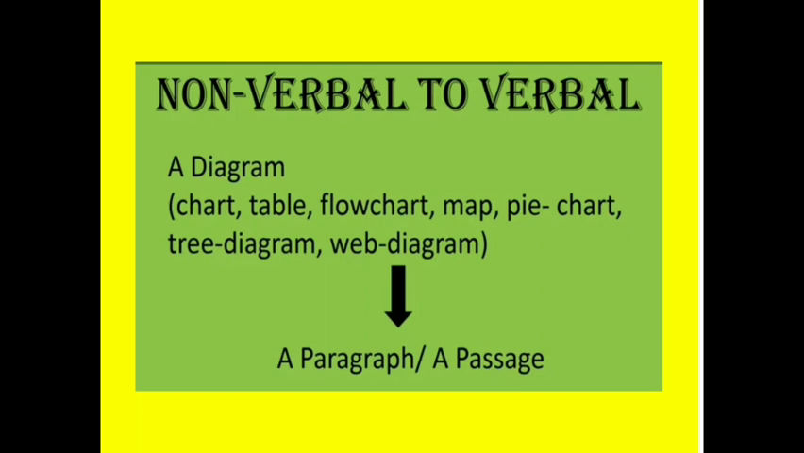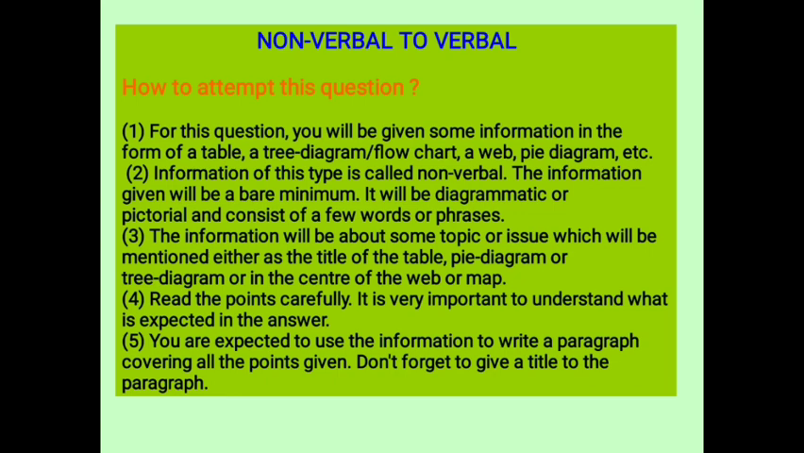Next, we have non-verbal to verbal. That is a diagram, chart, table, flow chart, map, pie chart, tree diagram, web diagram. All these converted into a paragraph or a passage. Non-verbal to verbal. How do we attempt this question? For this question, you will be given some information in the form of a table, a tree diagram, flowchart, web, pie diagram, etc. Information in this type is called non-verbal.